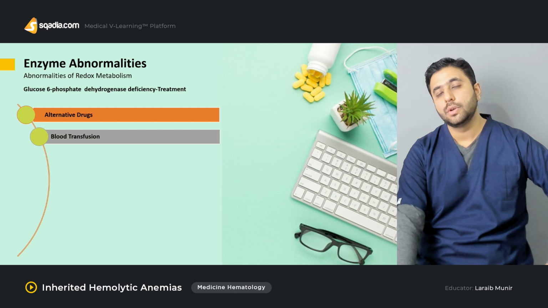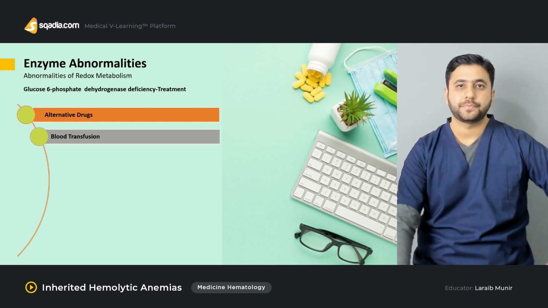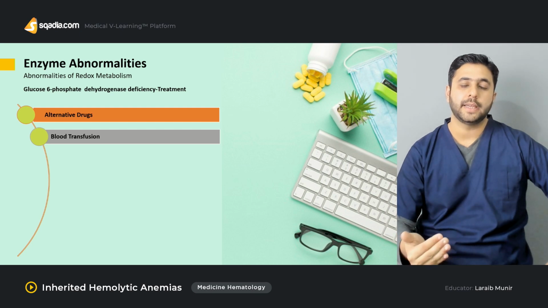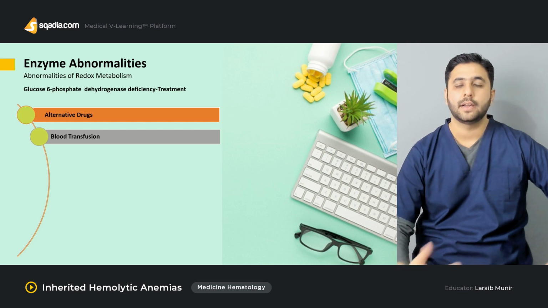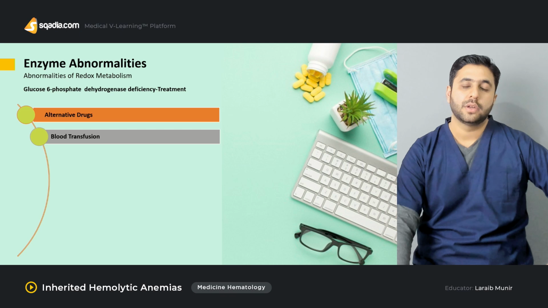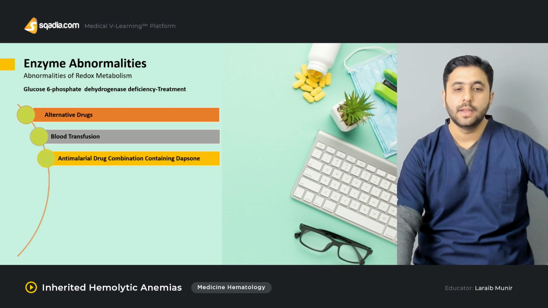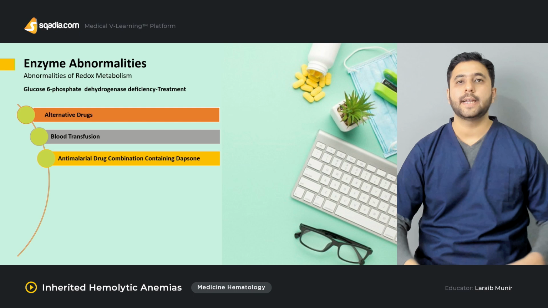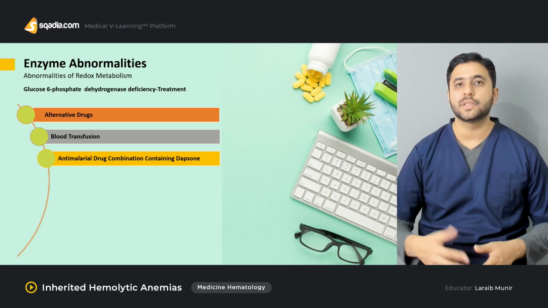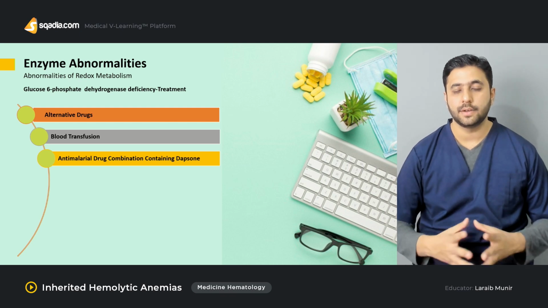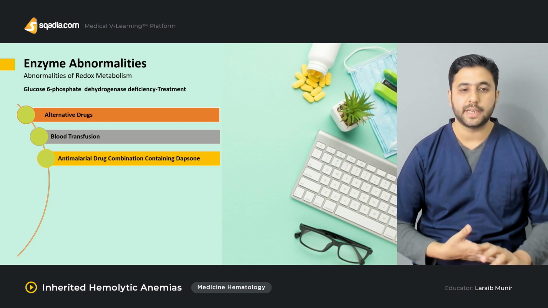If the hemolysis is too large and causes a greatly exaggerated anemia, or the hemoglobin reduces to a very low level like 5 or 6, we can transfuse the patient with blood or RBC products, and then we also have to look for iron overload and counteract that with the help of iron chelation. For antimalarial drug combinations containing dapsone, we should avoid using these antimalarials or the other uses of dapsone. Dapsone is one which is very strongly related with the development of anemias.